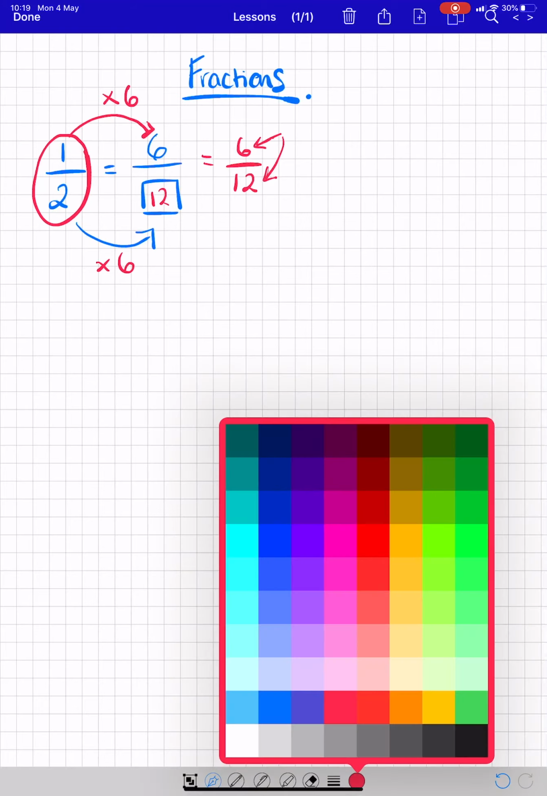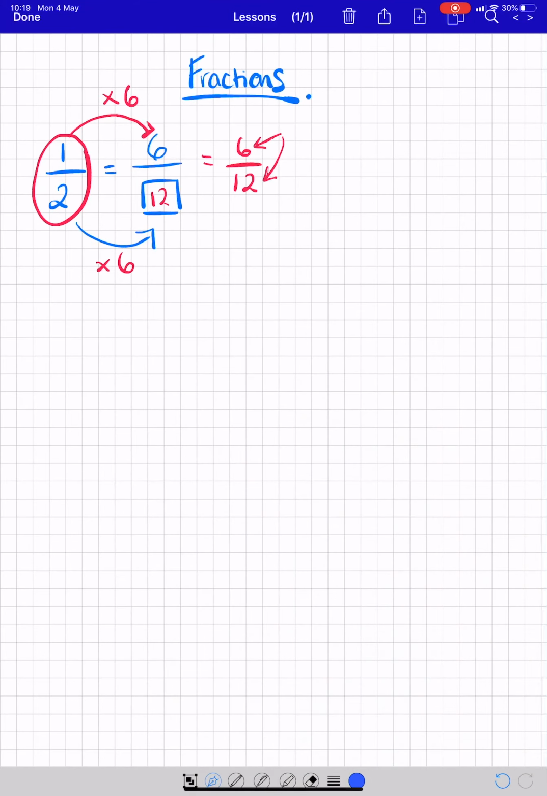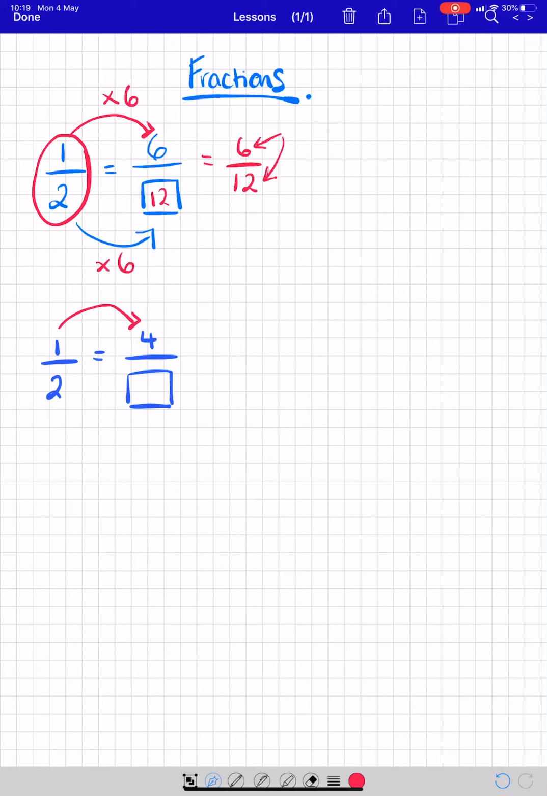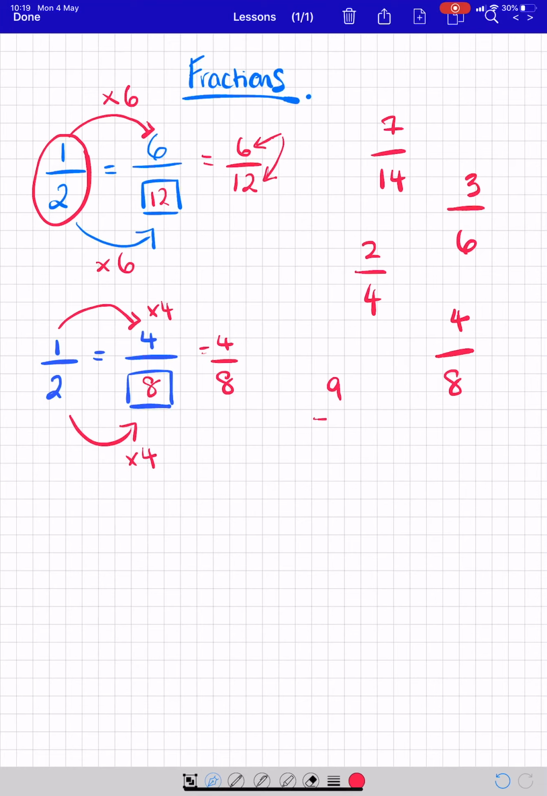Okay, so another one could be, well, let's do another half anyway, just in case. So here we have 4 on top, and we want an equivalent half. So 1 times 4 is 4. So 2 times 4 must be 8. So 4/8. Any other halves are like anything that's a half of anything else. So 7/14, 2/4, 3/6, 4/8, 9/18, 10/20. All these are half because they're all half of the bottom number.